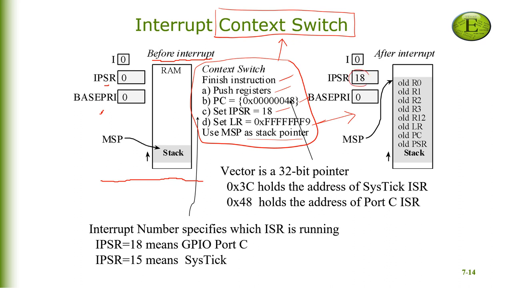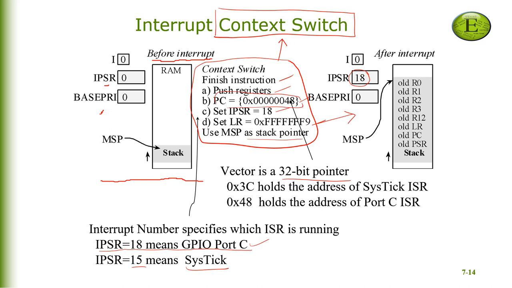Essentially, the program status register now contains 18, signifying that this corresponds to the interrupt generated by port C, that is the general purpose input output port C interrupt. And if it had been 15, it would correspond to the interrupt of the SysTick timer. What about the value of PC? That's hex 48. So remember, this is essentially a pointer.